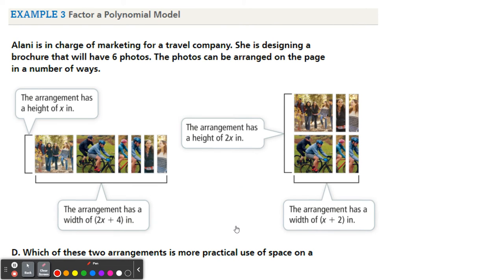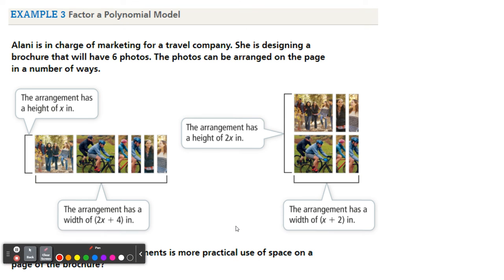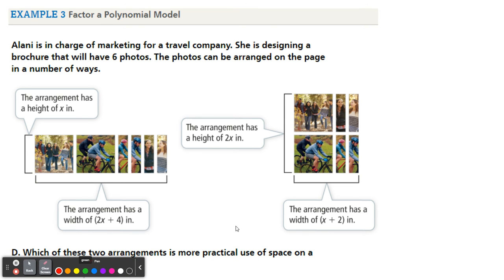All right, and then last but not least, it says, here are your two arrangements. We talked about it. Which of these is more practical to use on a page of the brochure? So we're looking for the answer involving practicality. If you take a look here, when you go to a store and pick up a brochure, are they long and skinny like this, or are they more square like that? This looks more like a brochure. So I'm going to assume that this arrangement is more practical, and I'm going to write out the arrangement with dimensions.